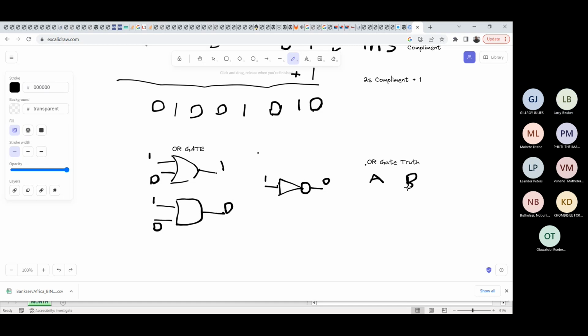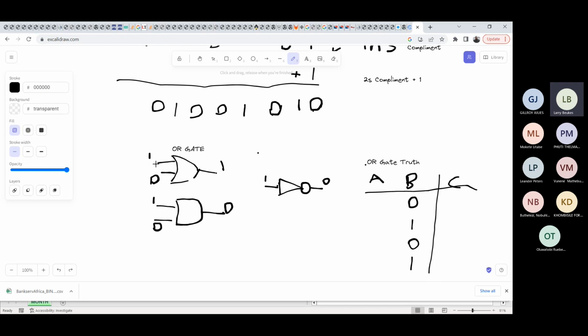A, B, and then let's say C is the output. So I'm already teaching you how to draw a truth table. I know some of you know already. So here, what did I say? The most significant bit, I think. So this is 0, 1, 0, 1, right? How do I know 0, 1, 0, 1?